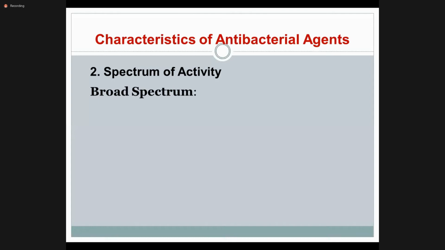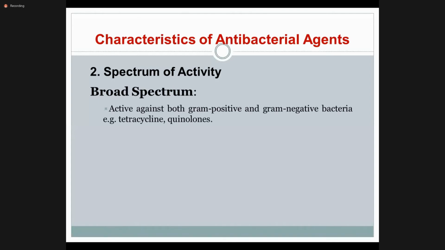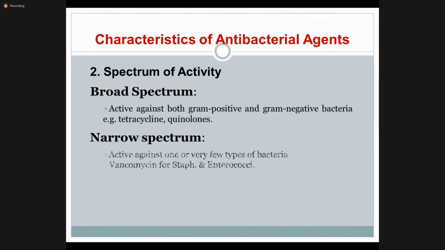So broad spectrum we have already discussed: active against both gram positive and gram negative bacteria. Examples are the tetracycline group and the quinolone group. Narrow spectrum: active against one or very few types of bacteria, like vancomycin. This is one of the examples of an antibiotic for staphylococci and enterococci organisms.